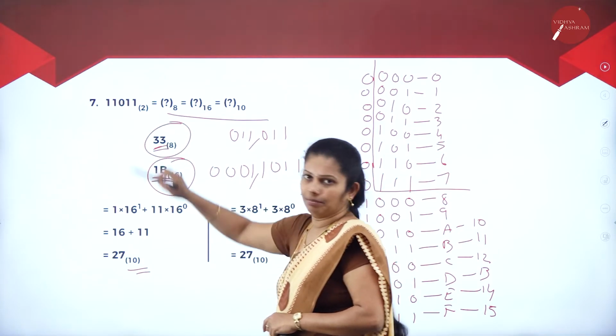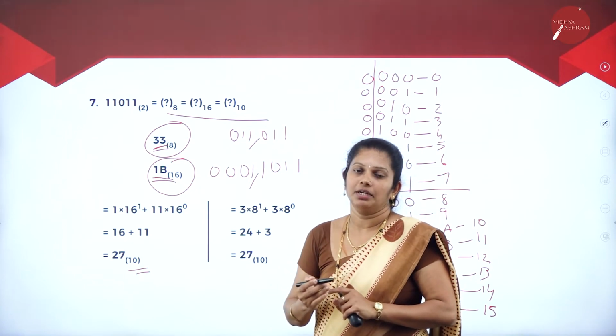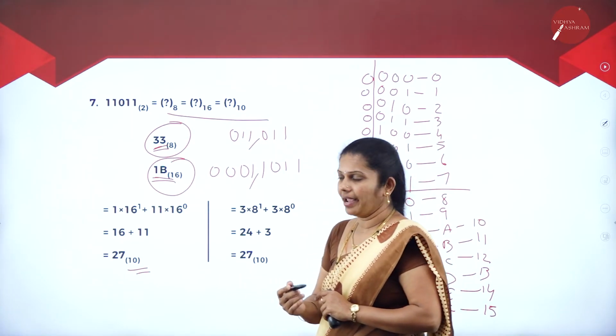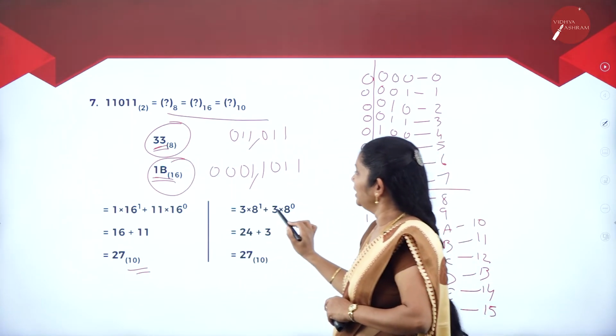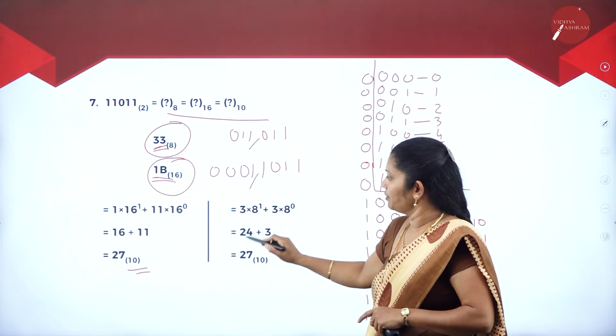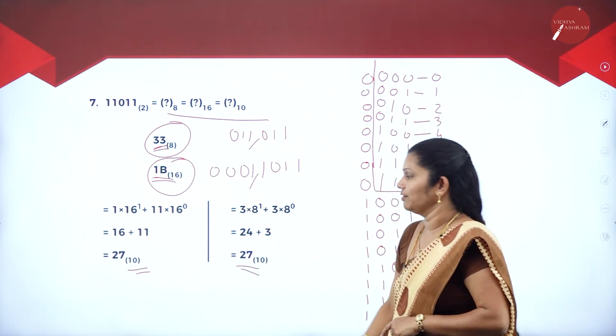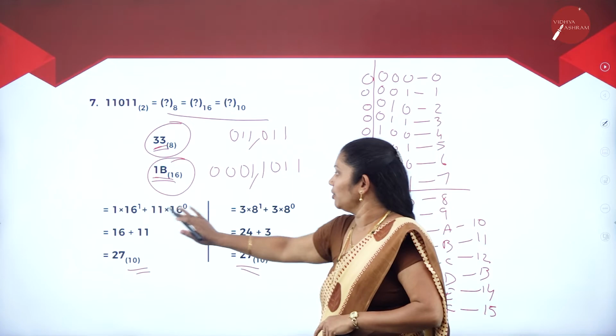If you want to convert an octal number to a decimal number, it is a multiplication process, but multiply by 8. That is 3 into 8 plus 3 into 8 to the power 0, 1. If you convert this, then 24 plus 3 equals 27. You can go by this method or that method.